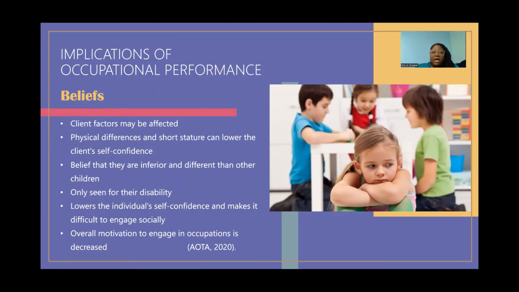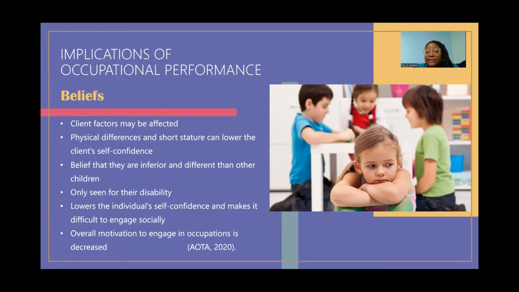Another area of implication of occupational performance that we found in the OTPF is beliefs. So client factors, their beliefs, may be affected. Physical differences and short stature can lower the client's self-confidence. A lot of times people with skeletal dysplasia have lowered self-confidence because they feel as if they're always being looked at. They feel as if they're different.